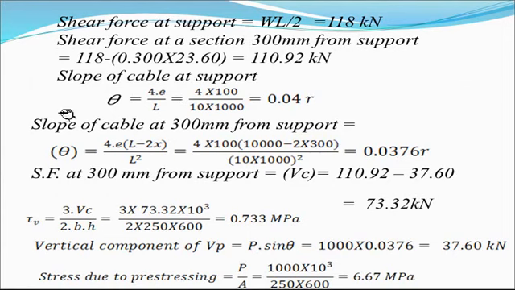Similarly, a parabolic cable is there, that's why we can find out theta. 4e divided by L is equal to 0.04 radian. Now the slope of the cable at 300 mm from the support, we use the equation 4e into (L minus 2x) divided by L square, x is equal to 300 mm. So we get 0.0376 radian. Now shear force at 300 mm from the support is equal to this minus 37.60.